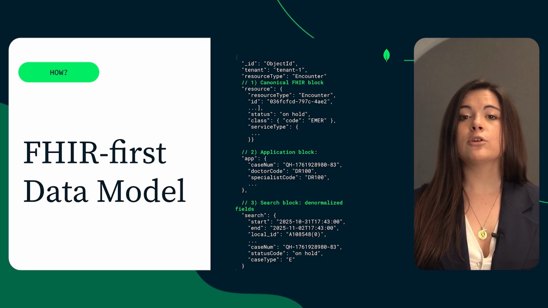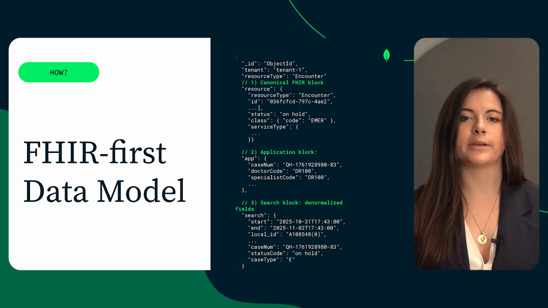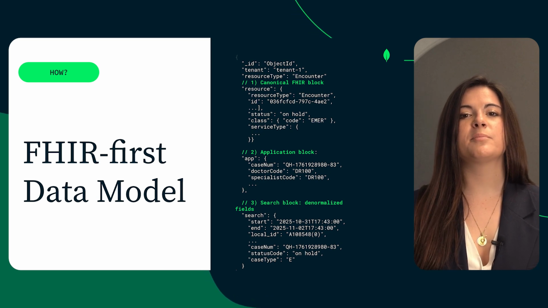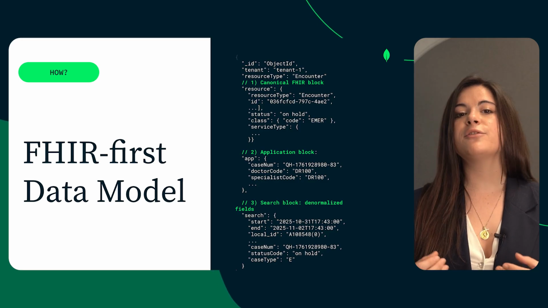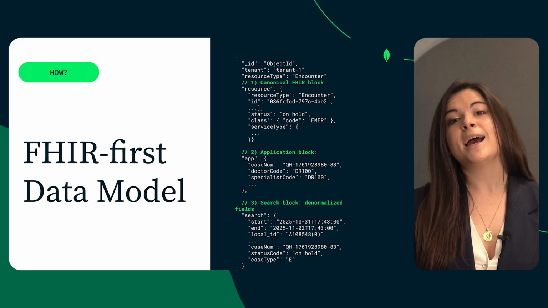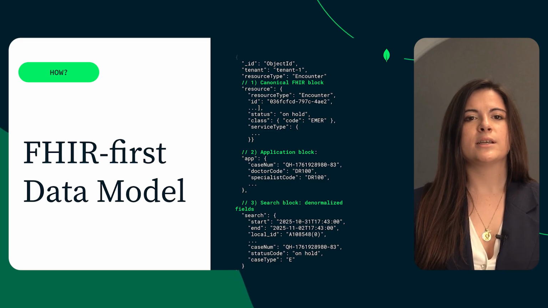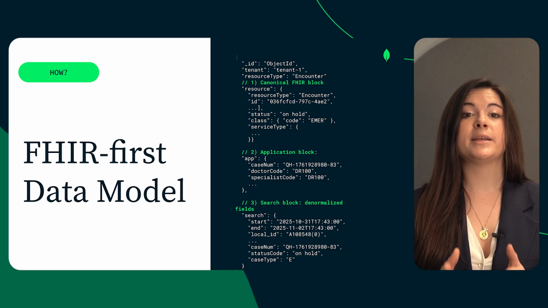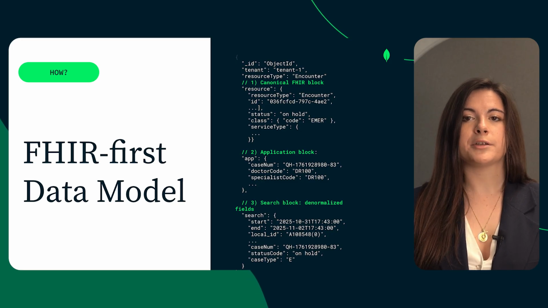This contains denormalized index fields optimized for fast operational queries. That separation gives us performance without sacrificing interoperability. A pure FHIR server is often too rigid for operational workloads. A fully custom schema is fast but loses standard alignment. The hybrid ODL sits in the middle. FHIR where it matters, but custom where it's required.